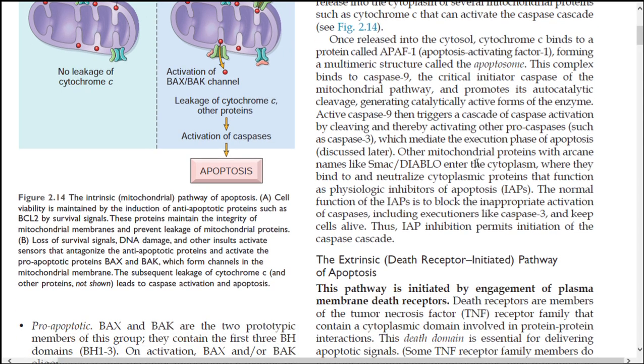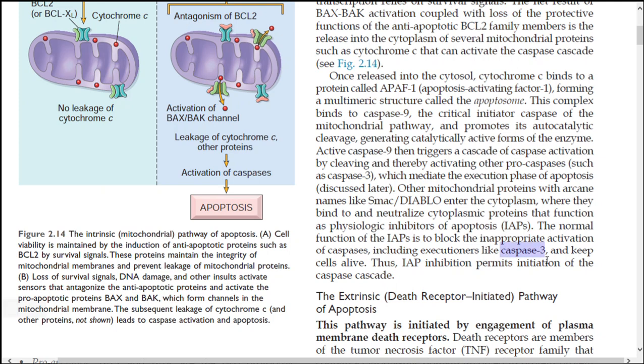So other mitochondrial proteins with names like SMAC and DIABLO enter the cytoplasm, where they bind to and neutralize cytoplasmic proteins that function as physiologic inhibitors of apoptosis. So IAPs are inhibitors of apoptosis. Their function is to block inappropriate activation of caspases, including caspase 3, and keep the cells alive. So IAP inhibition permits initiation. This should be inhibited for the activation of the caspase cascade to take place.